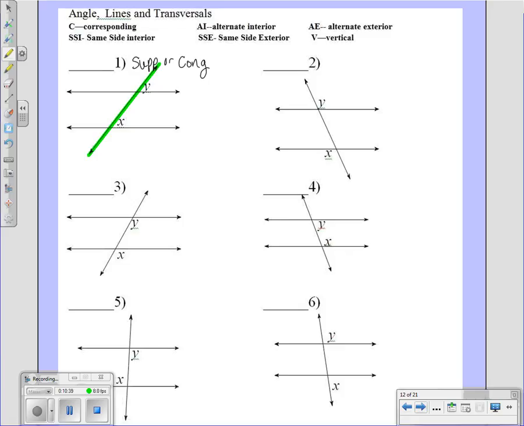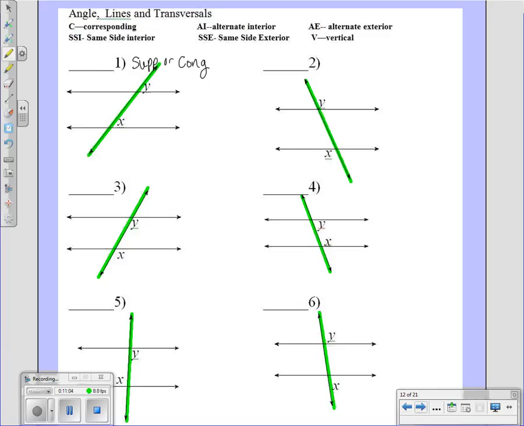So here's number one, transversal is highlighted. Number two, we're going to highlight the transversal. Number three, we highlight the transversal. Number four, we're highlighting the transversal. Number five, again, highlighting the transversal, the line going through both parallel lines. Number six, highlighting that transversal.